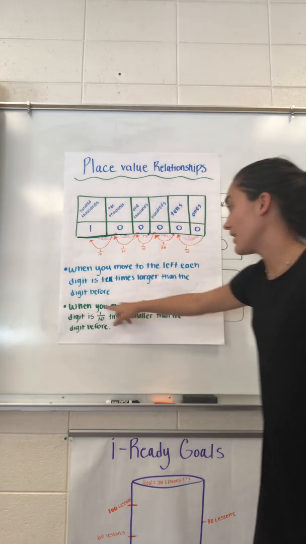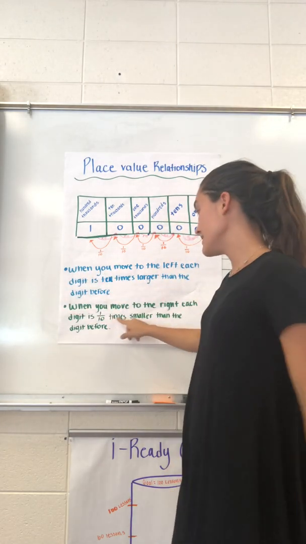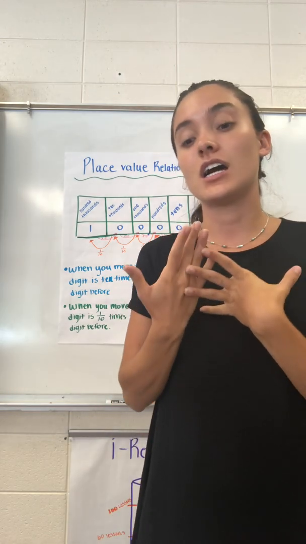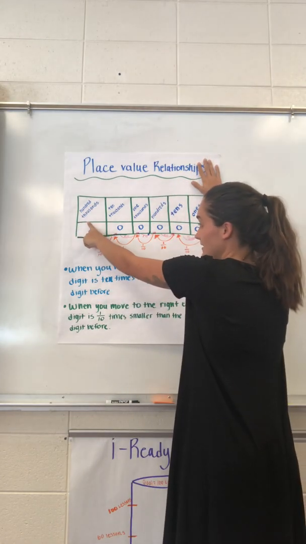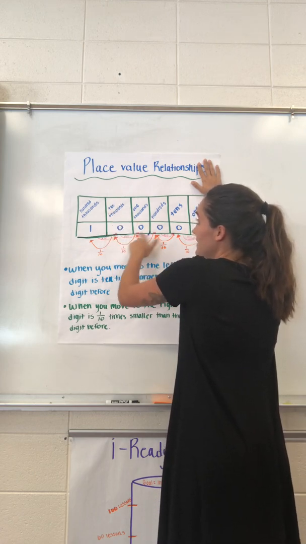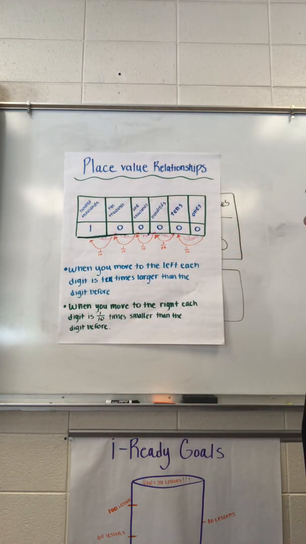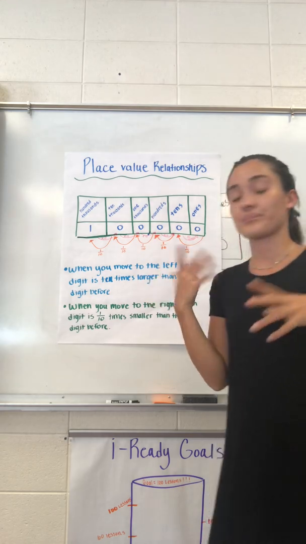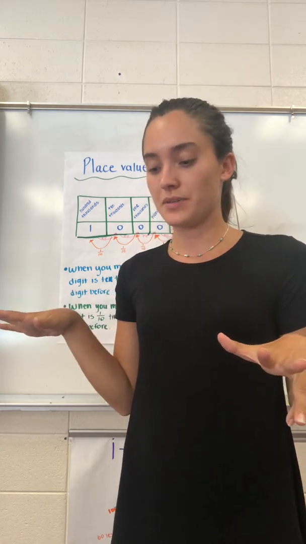Okay, so let's look at the other thing I have written. When you move to the right, each digit is 1/10 times smaller than the digit before. And 1/10 of a number is exactly like dividing it by 10, right? If I have 100,000 here and I divide by 10, I'm going to get 10,000. If I divide 10,000 by 10, I'm going to get 1,000. If I divide 1,000 by 10, I'm going to get 100. If I divide 100 by 10, I'm going to get 10. If I divide 10 by 10, I'm going to get 1. So taking 1/10 of a number is exactly like dividing it by 10. That makes it easier for you guys to remember.